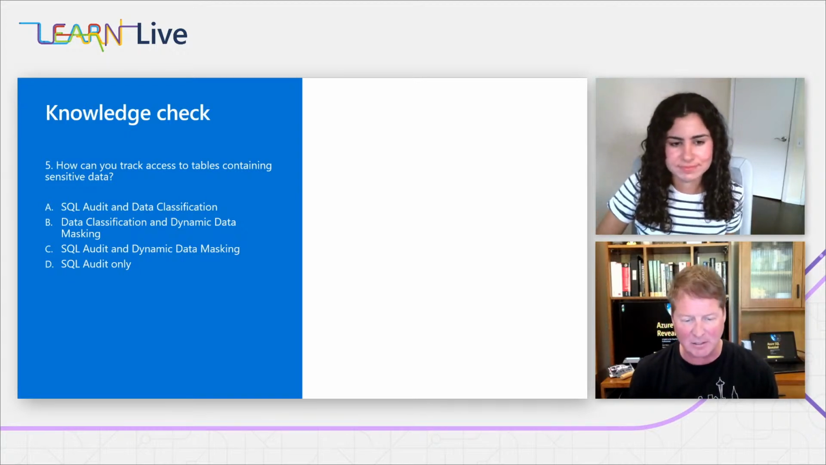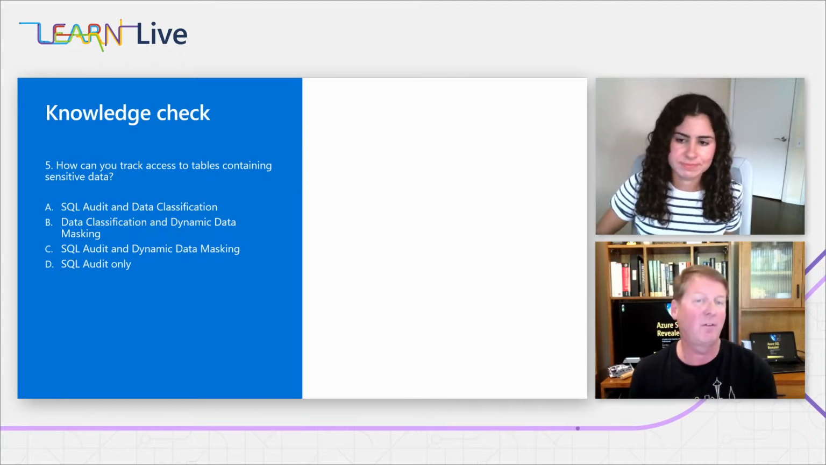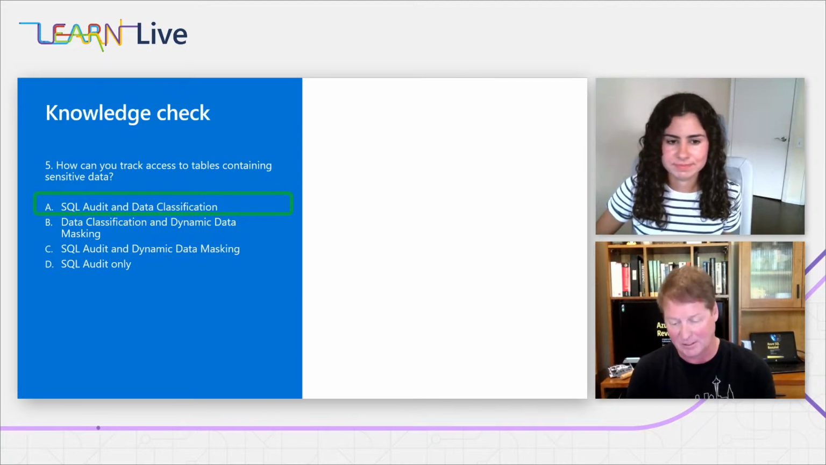And dynamic data masking, even though you may consider that sensitive data, there's no classification system for masking. It's just you doing a mask. So that leaves A to be the answer. You classify your data, and then because you classify it using our classification techniques, you for free, auditing will tell you somebody touched one of those things you classified.